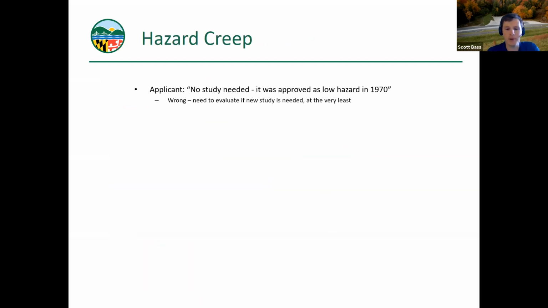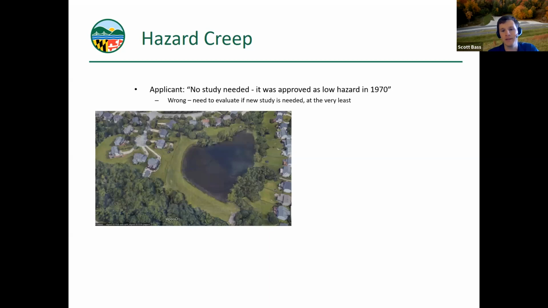So let's talk about this concept called hazard creep. A lot of times we'll get an applicant that resists this requirement that's spelled out in Pond Code 378 to provide a dam breach study because, well, this pond was approved and built in the 70s, so clearly they determined that it was low hazard then. Why do we need to provide that determination again? Well, there's this concept of hazard creep, in addition to modeling changing since the 70s with the advent of computers and all that. But here's a clear example.